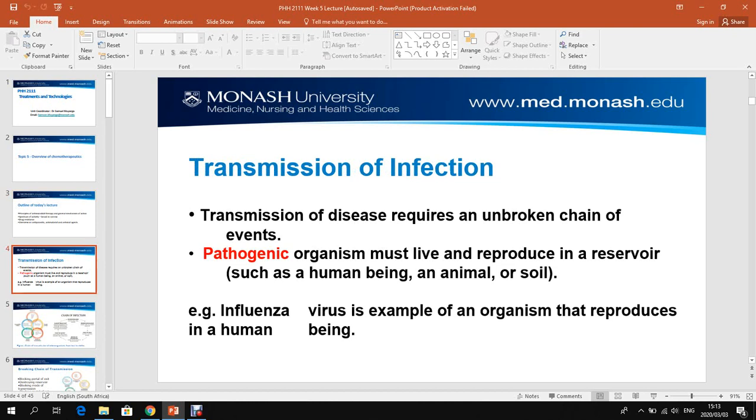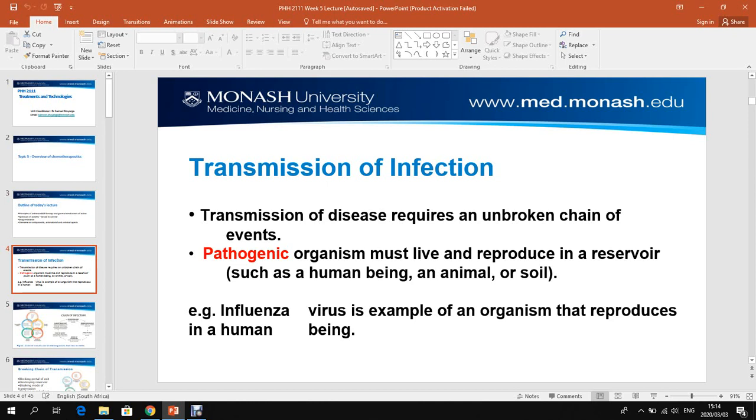Okay, firstly, let me talk about the transmission of infection. As you all know, I believe each and every one of you has been infected with some sort of pathogenic infection at some time during our growth stage. But it's important to understand that transmission of disease usually requires an unbroken chain of events. Usually, these are cyclic events, which we'll talk about later. And the major player in this cycle of events is the pathogen, also called microorganisms. These microorganisms are infectious microorganisms, or what we call deleterious microorganisms.